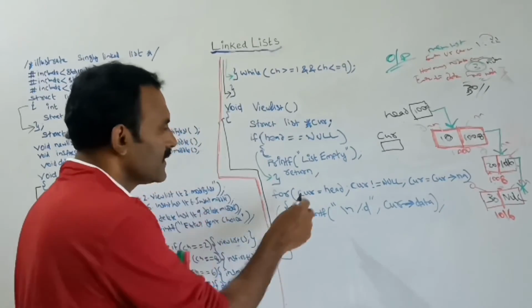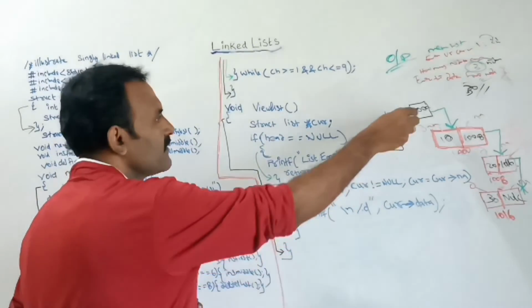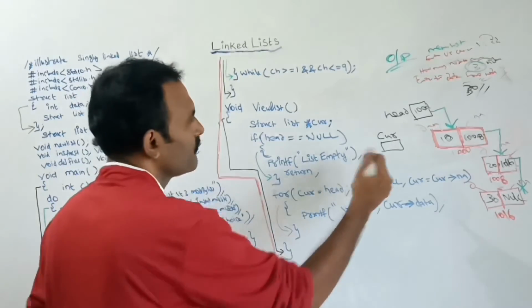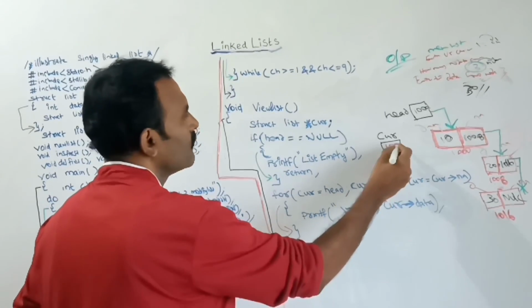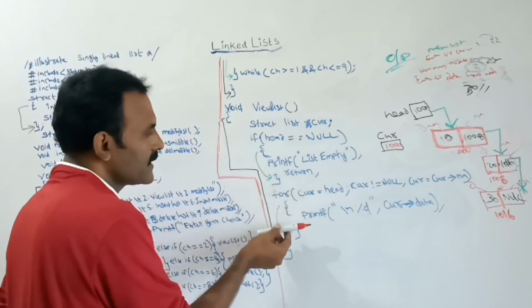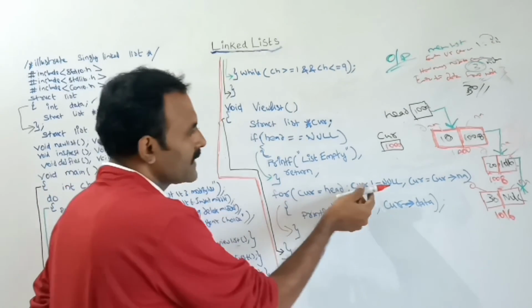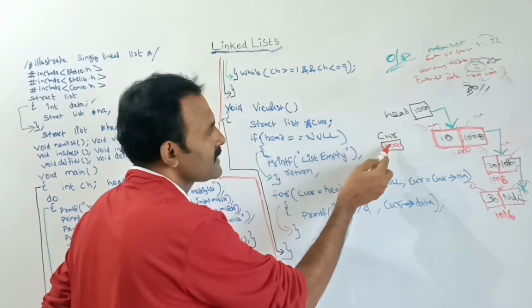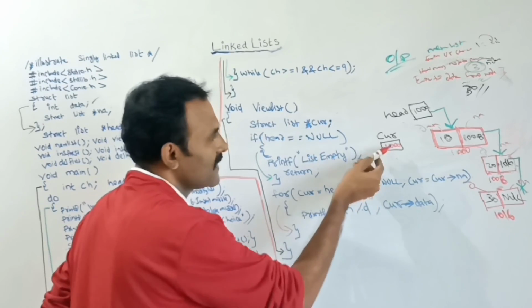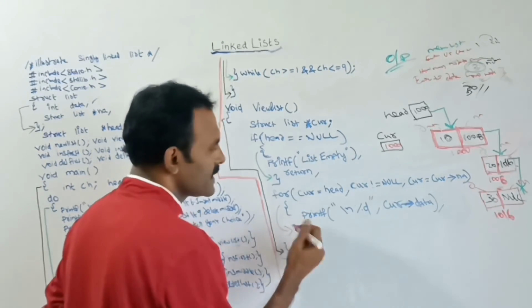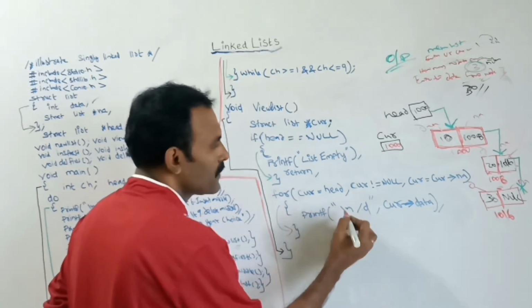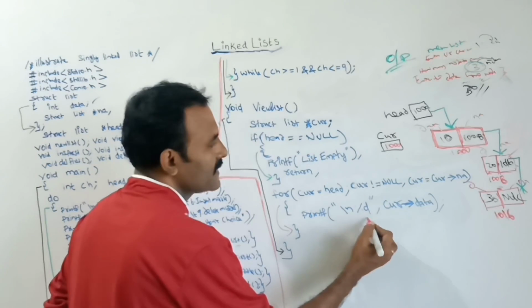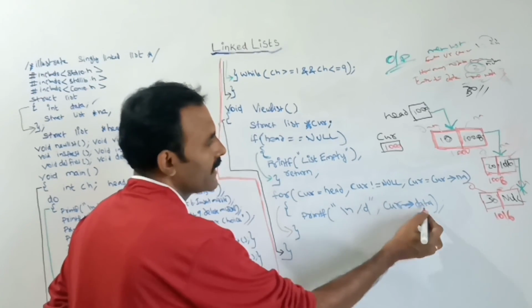So here, CUR is equal to head means what is the head value? This is 1000. So at the first iteration it will check the condition whether CUR is null. No, it has 1000, it is not null. So it comes inside this for loop. I am telling it to print that data. Which data? CUR of data.